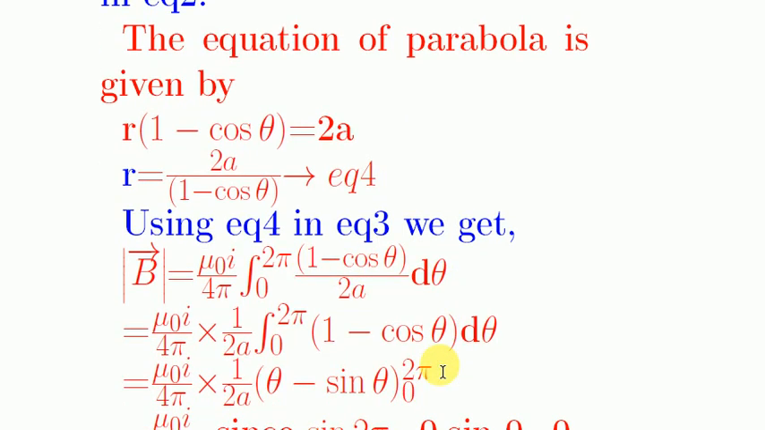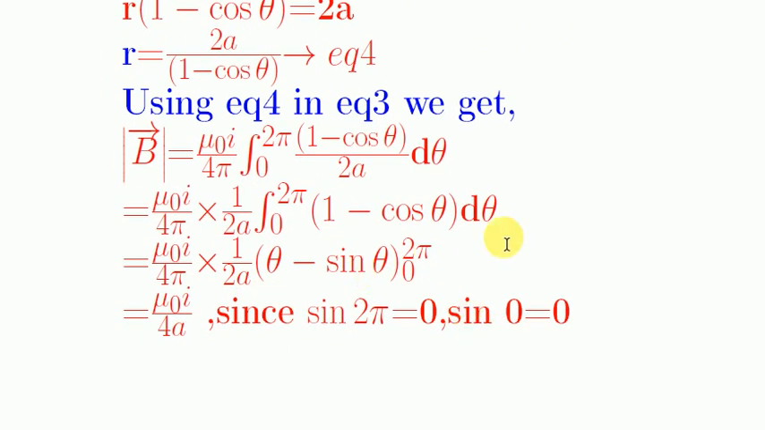And next step, we can write mu 0 times I by 4 pi times 1 by 2a, because 2a is a constant, and that is why we can write it outside of this integration. So mu 0 times I by 4 pi times 1 by 2a, integration 0 to 2 pi of 1 minus cos theta d theta, where 1 minus cos theta is the integrand.